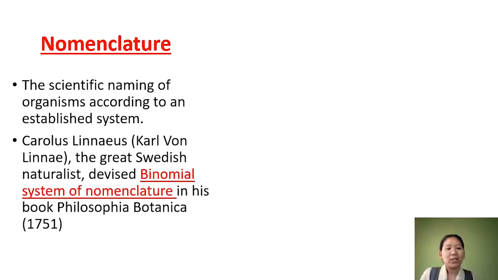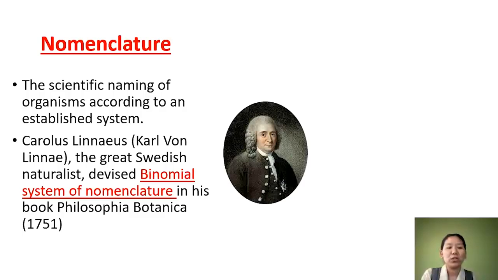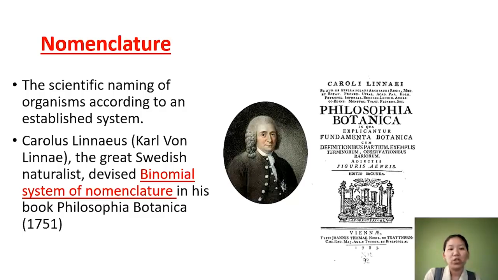Carolus Linnaeus, or Carl von Linné, was a Swedish naturalist, and he devised the binomial system of nomenclature in his book called Philosophia Botanica in 1751. This is a picture of Linnaeus and the book. In this book he explained the binomial system of nomenclature.